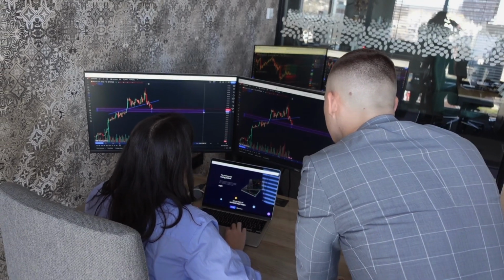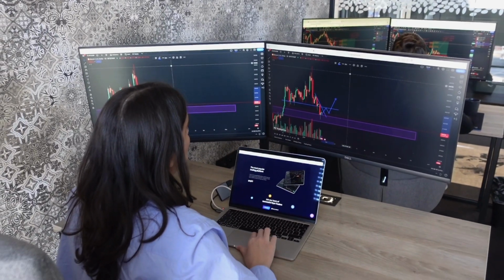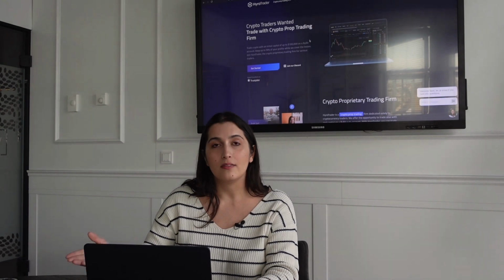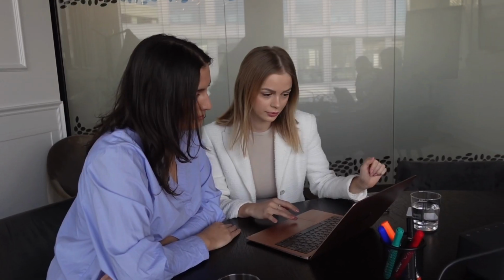What it means for the Hero Trader company is that if the trader makes money, then the company also earns. Unfortunately, most prop trading firms offer simulated accounts for traders to trade, which is not good if we are talking about a long-term partnership.